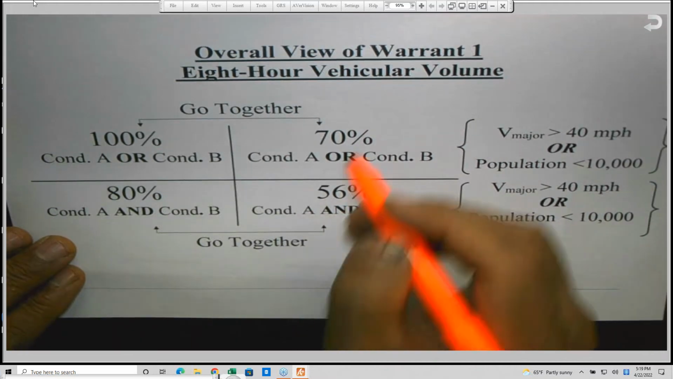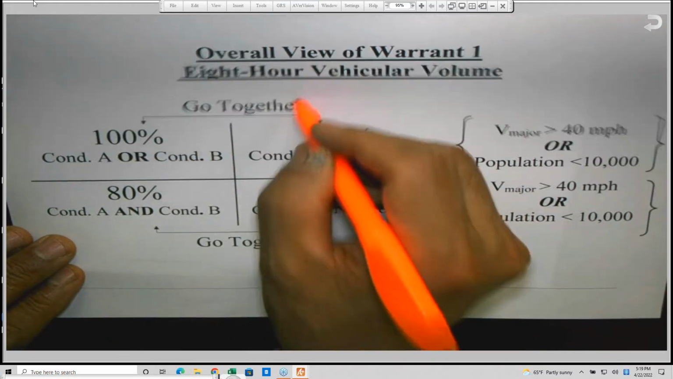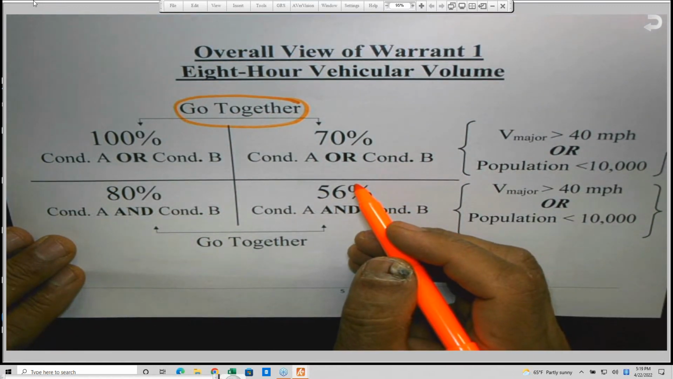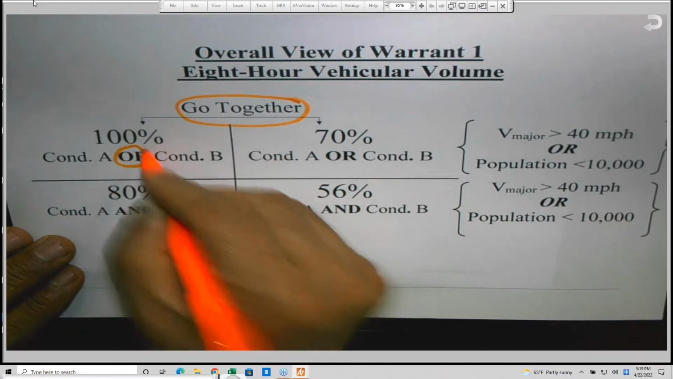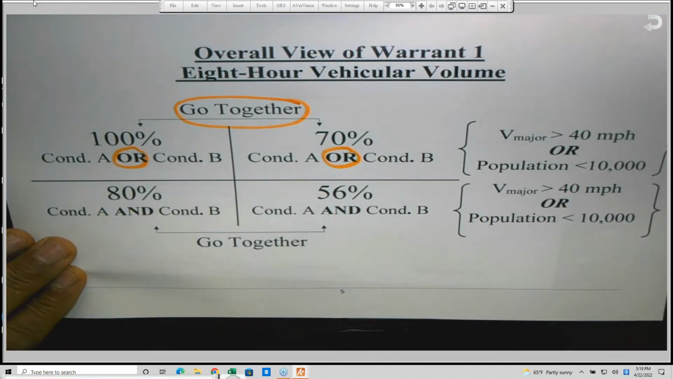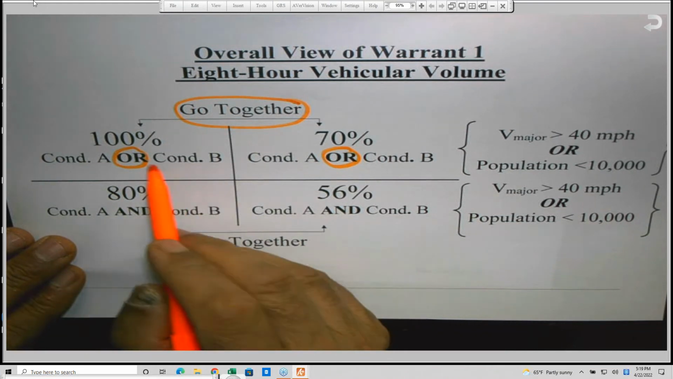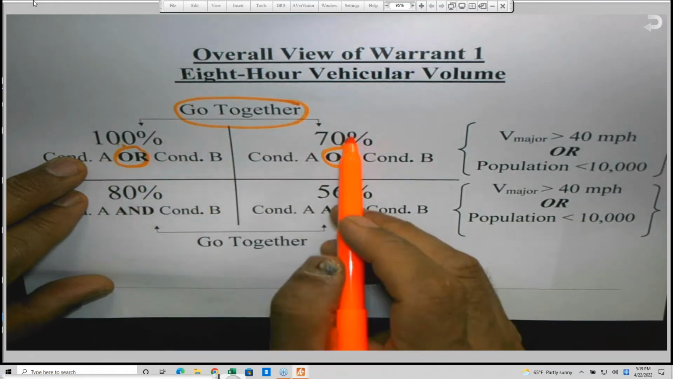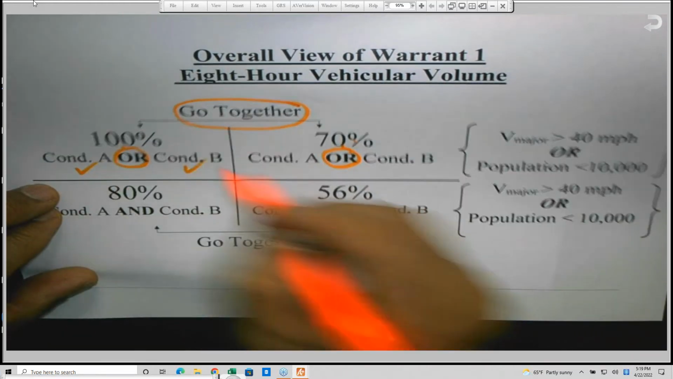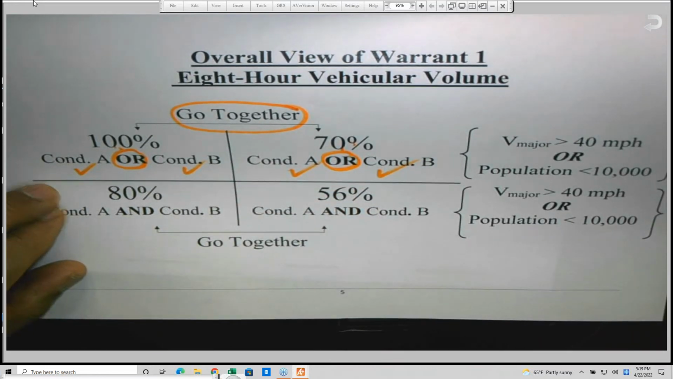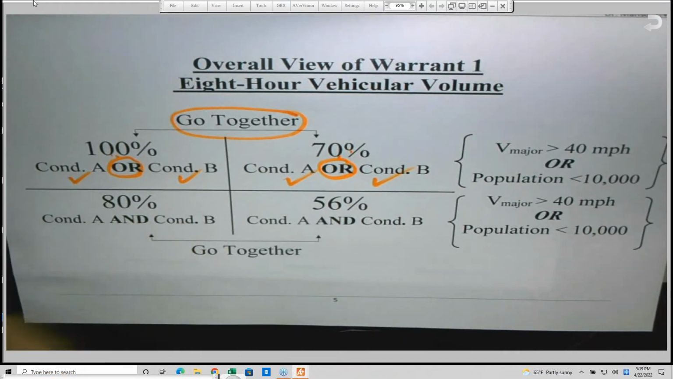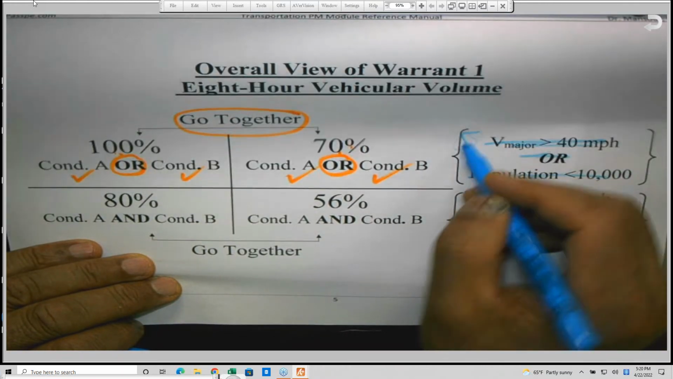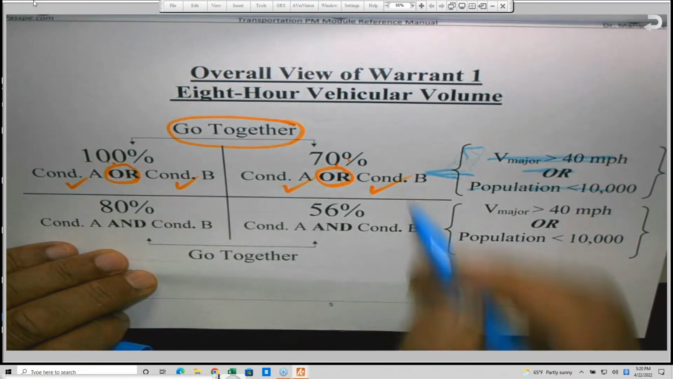Now, the 70% and the 100%, they go together. What I mean by go together is that they have the word "or." I can use this or this, it's up to me. If I decided to use either one, I have condition A or condition B. When I use this, as you know, it's when the V major is 40 or the population. So here it is. This is what we used.